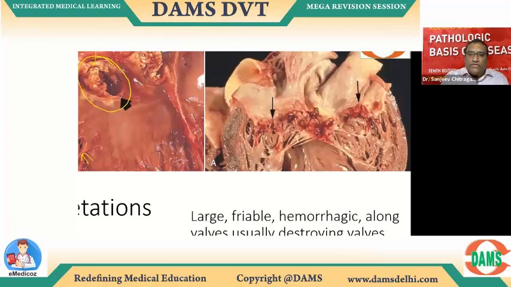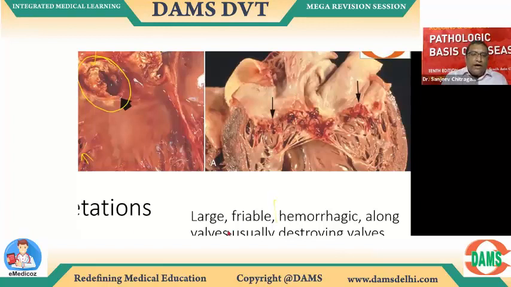Look at this, what I'm seeing here. Of course, I'm able to see these are the chordae tendineae. That means this is beneath the valve, and most possibly this was your valve here. This is a longitudinal section, by the way. And look at the vegetations. I told you vegetation will be containing what here? Thrombus will be there and also bacteria will be there. Because the thrombus is there, it will appear hemorrhagic.